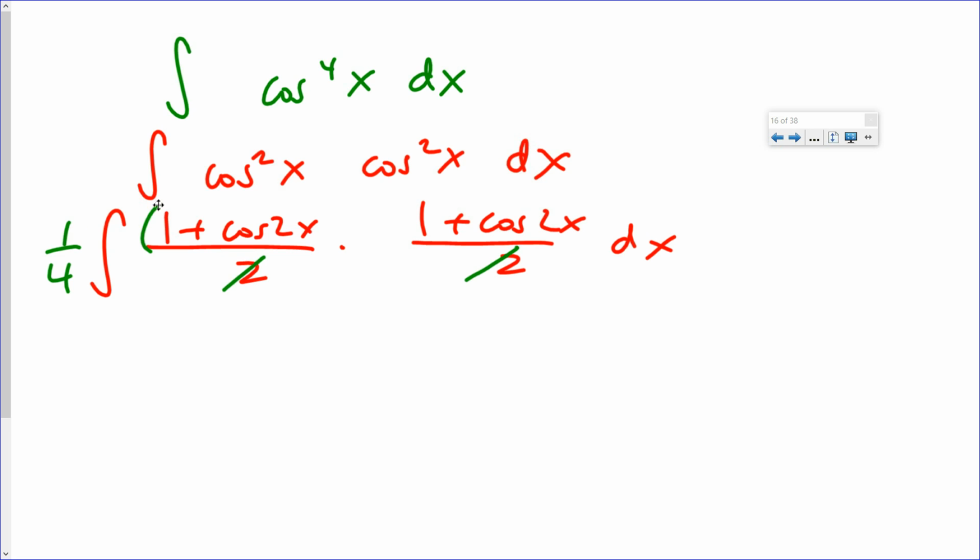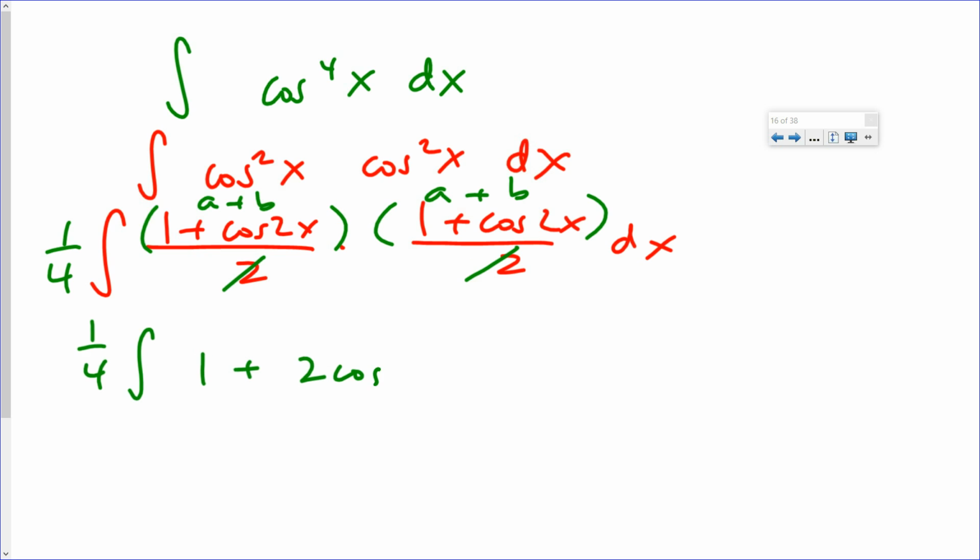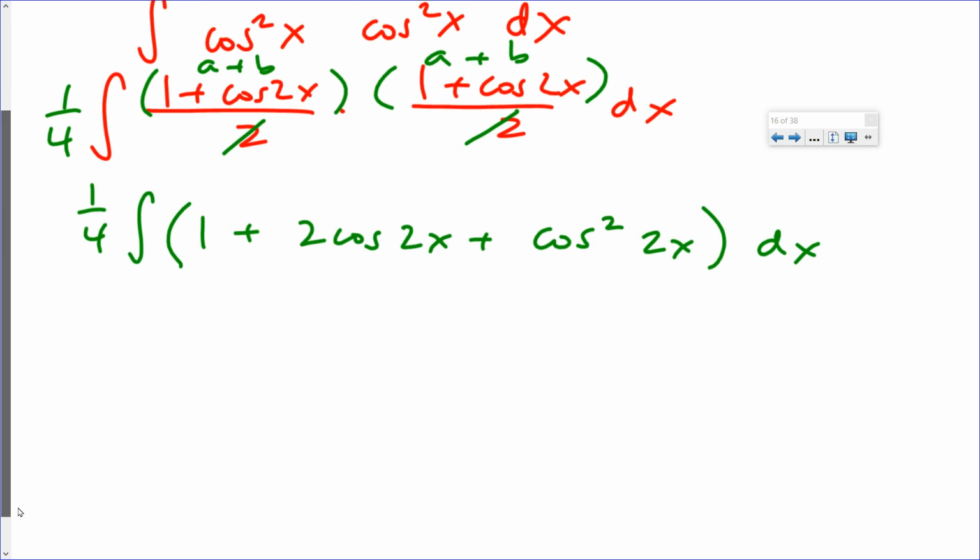Okay, and what I have here is a FOIL. It's similar to the last FOIL I have, but it's not an a plus b times an a minus b. It's actually an a plus b times an a plus b. So do you guys see that you're going to get a middle child here? Okay, so let's go ahead and FOIL this. It no longer has a denominator, so then it's going to be 1 plus 2 cosine 2x plus cosine squared 2x dx. Does that make sense to you guys? Did you guys get what I have?